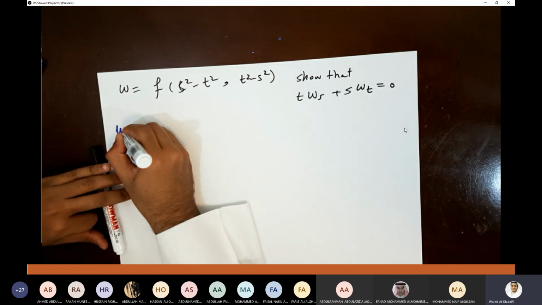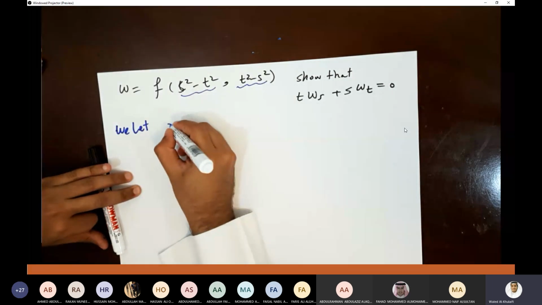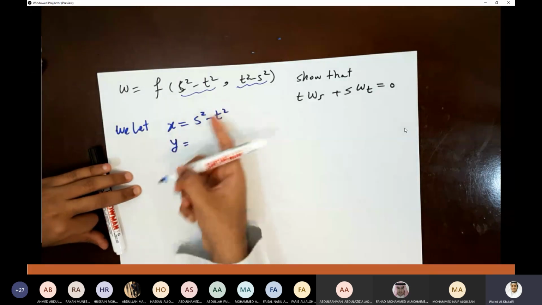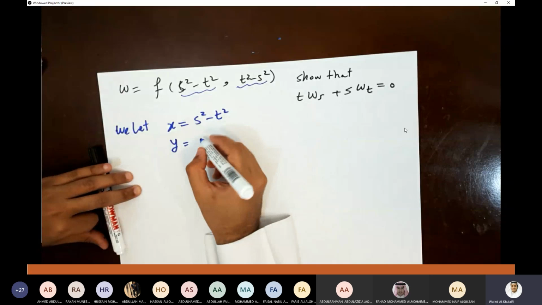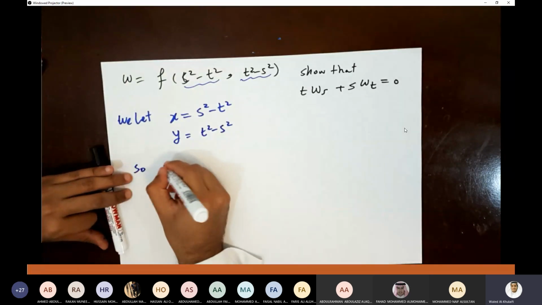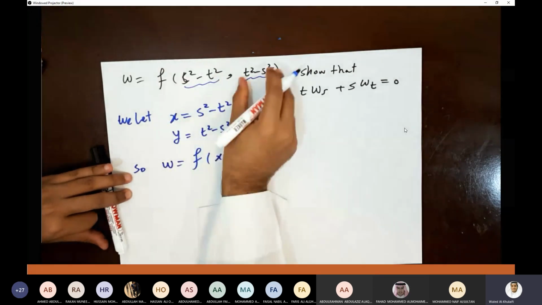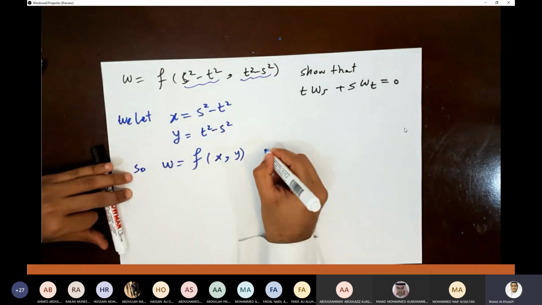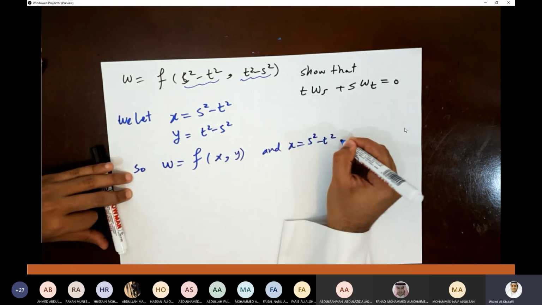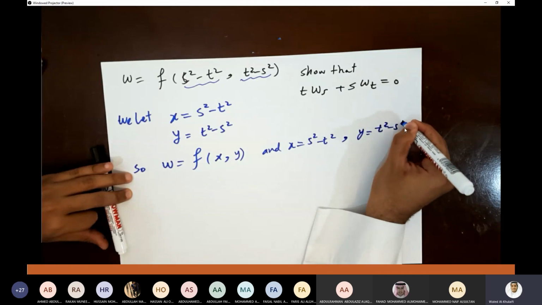we let, now we have one variable here and another variable here. So let, for example, x equal s squared minus t squared. So that I don't use x, guys, I can call it x or u or v or whatever. y equals t squared minus s squared. So now w is a function of x and y: I take this guy and put x here, I take this guy and put y here. And x is equal to s squared minus t squared, comma, y equals t squared minus s squared.